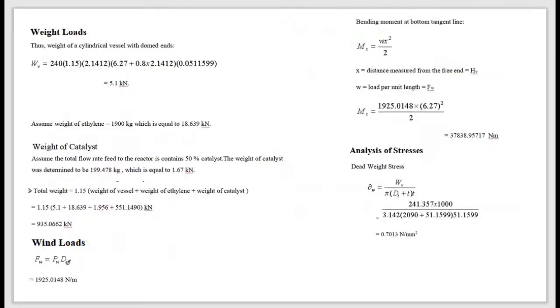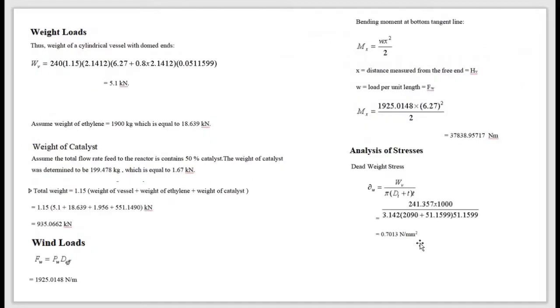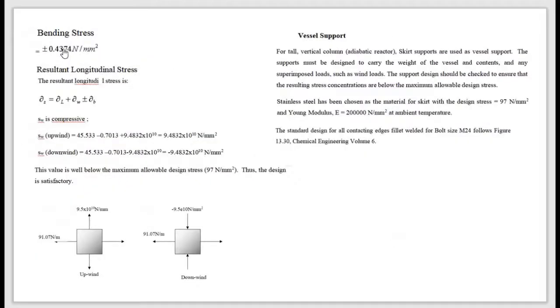This value is then used to find the value of the bending stress. Actually there is a question over here, but we only simplified it, so we don't want to make it long. Then we got this value, it's already on the table, and we find the upwind and the downwind, and to be specific, to be satisfied, we draw the box. So as we can see, either it is below the maximum allowable design or not.